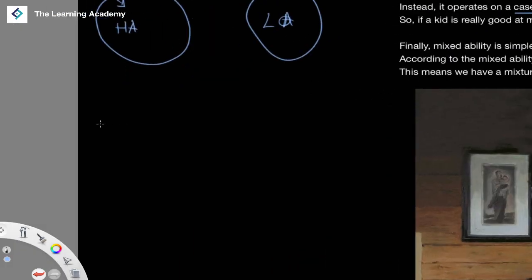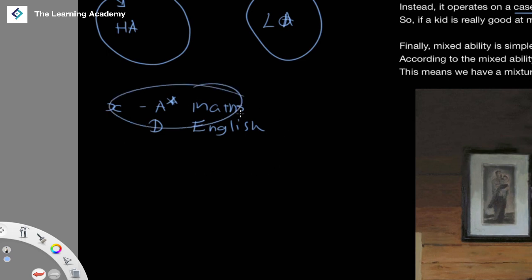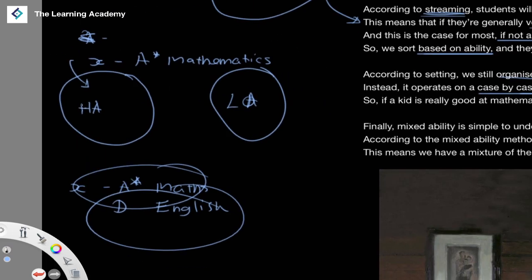So it could mean that if child X is an A star in mathematics, just like we've just said, so an A star math student, but is a D student in English, okay. Well, this means that this student here will be placed in the high achieving class for mathematics and a lower achieving class for English. So we won't have this same kind of delineation between the classes. We'd have maybe this person will be in this class for English over here, but will be in this class for maths, or vice versa.